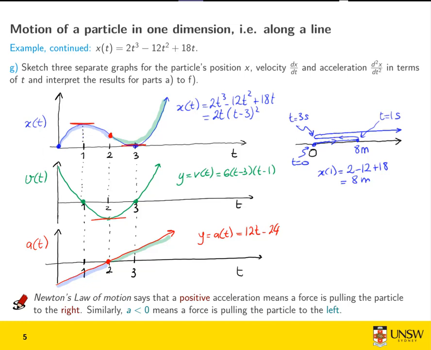At that point, something starts pulling it to the right. So if something pulls it to the right, it slows down and slows down and slows down until it ends up going to the right.